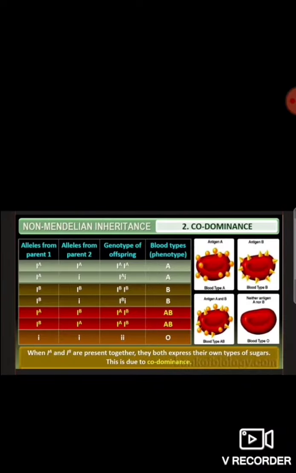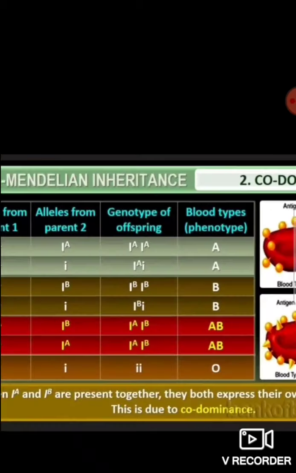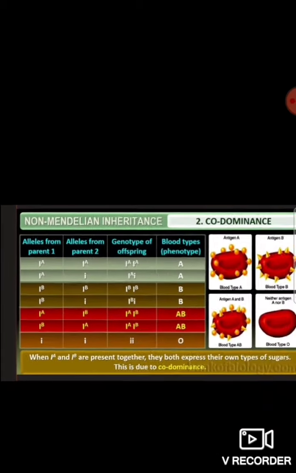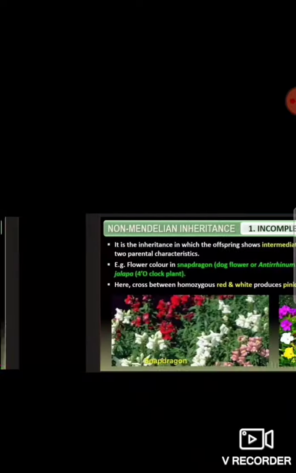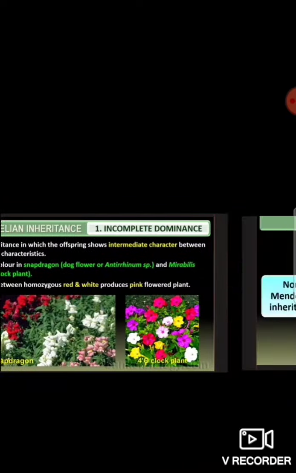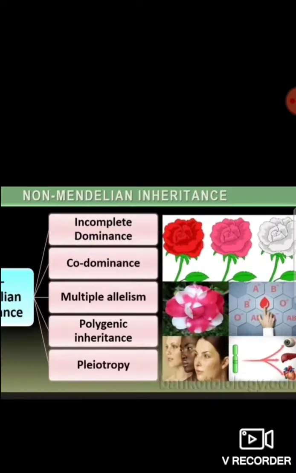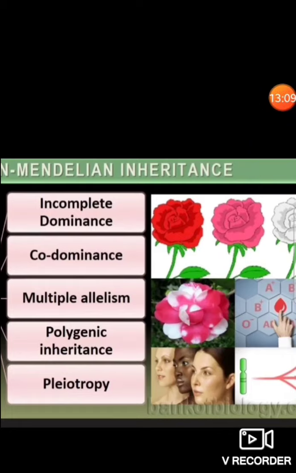Okay, so next you can see a codominance example in the case of the AB blood group. Okay, there are many other examples of codominance, and here also you can see an example of codominance. So here in this flower you can see.